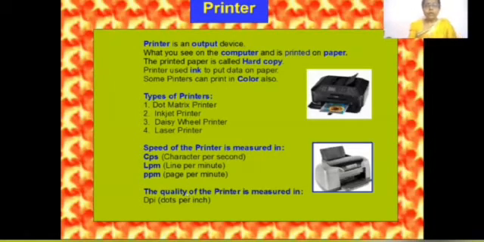And the quality of the print is measured in DPI, meaning dots per inch. Like your monitor, the more the pixels, the clearer the picture. So also in the printer, the more dots per inch, like pixels, the clearer the print will be. Understood the information about printer, the four types of printer, how the speed of the printer is measured, and how you measure the quality of print.